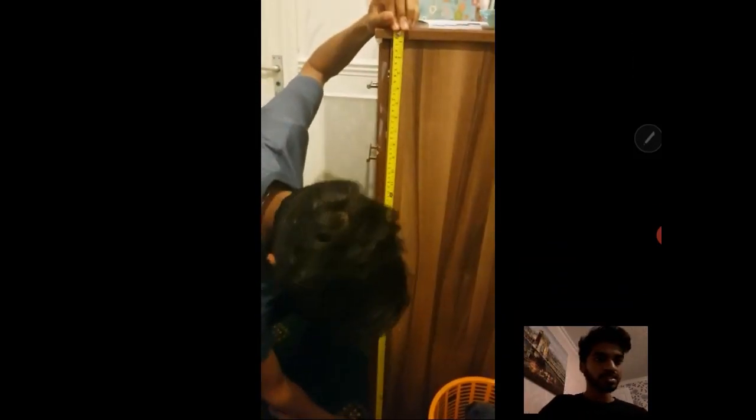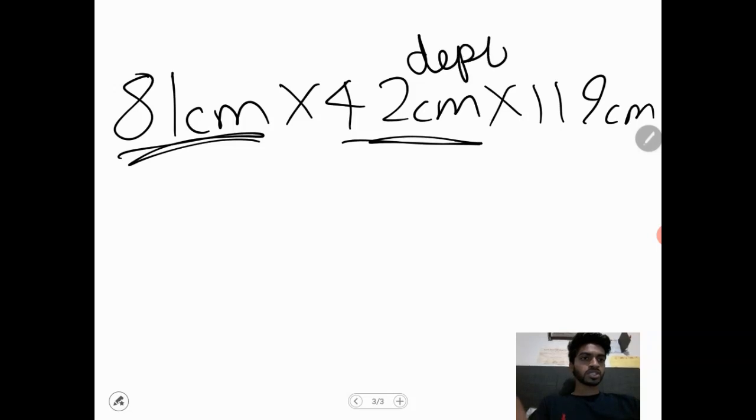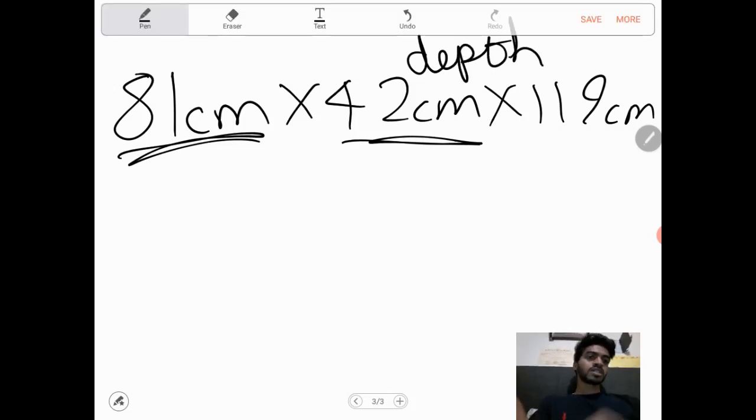So the height slash length is 119 centimeters. Okay, so the measurements were 81 centimeters was the width from where I was looking, 42 centimeters was the depth, which is spelled D-E-P-T-H, and then 119 centimeters, which was the height, but because it's the longest measurement of all three, we can call that the length. So height slash length was 119 centimeters.